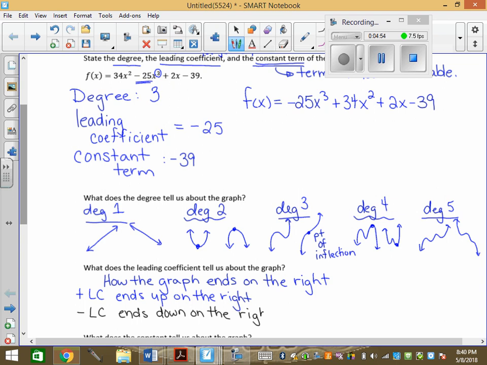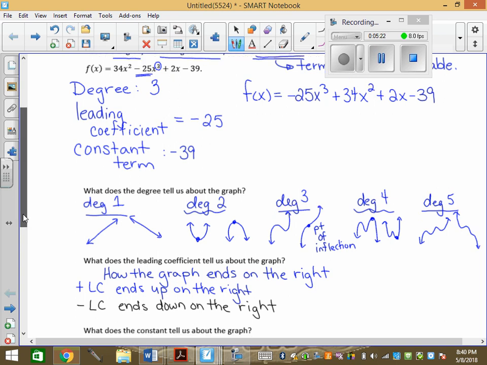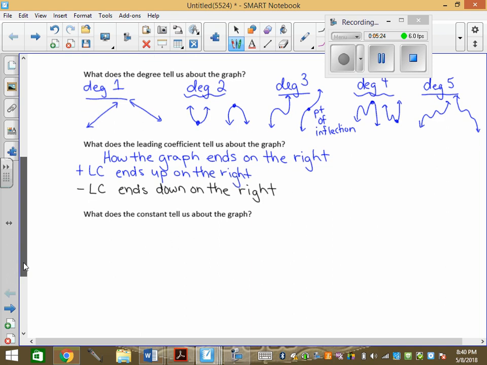Now what to keep in mind here is if it's an odd degree, it's going to end up on the right, therefore it's going to end down on the left because the arrows are in opposite directions. If it's an even degree, like a degree 2 or 4, they both end up in the same direction. So if it's a positive leading coefficient, it ends up on the right, but that also means it ends up on the left. And if it's a negative leading coefficient, it ends down on the right, which also means it ends down on the left. So your leading coefficient is not only helpful for right, it's also helpful for left, depending on if it's an odd degree function or an even degree function.